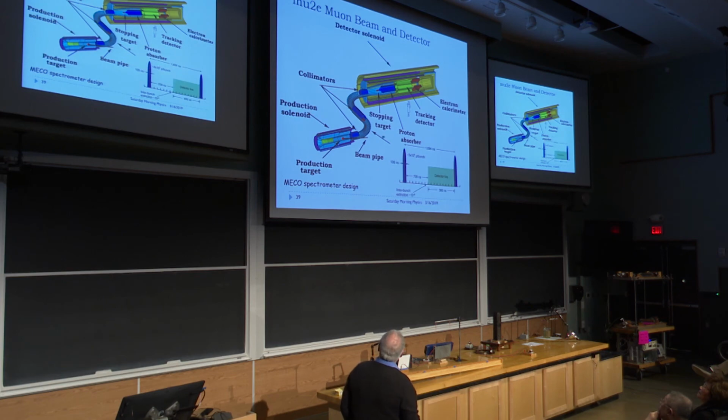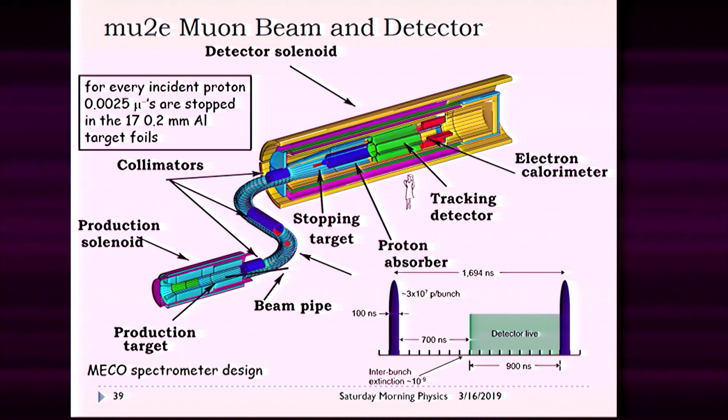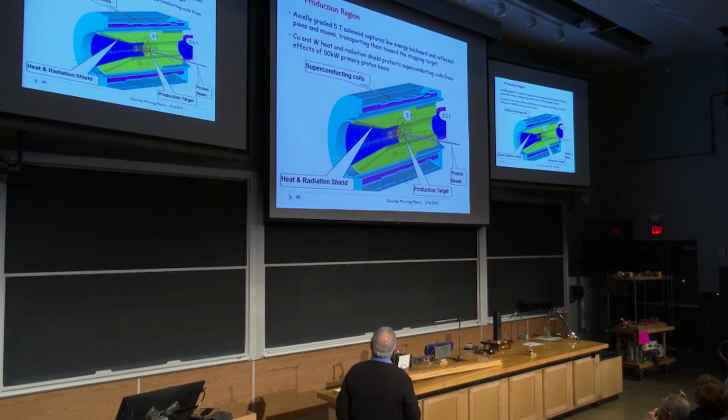So this shows the protons coming in, and that's during this pulse. Then we wait, another pulse comes along. After the proton hits it, this pion pops out and gets repelled by the magnetic field, goes down this pipe, and the resulting muon stops in the target. For every proton that goes in, we get 0.0025 muons coming out. So we need a lot of protons coming in. Once the muon stops, the electron pops out, spirals around in its magnetic field, and then goes through our detectors.